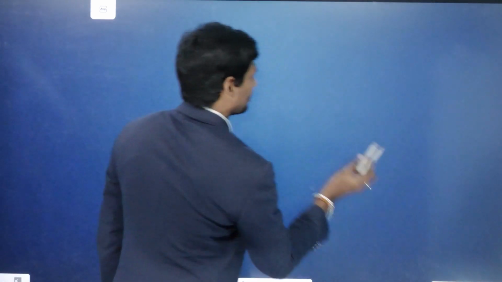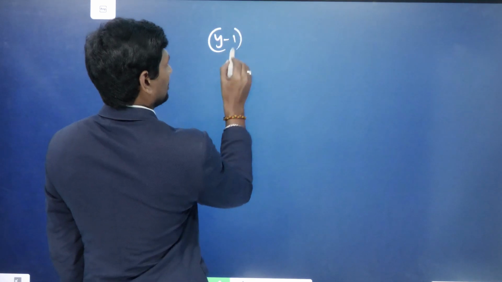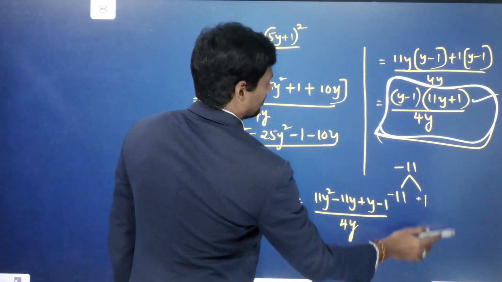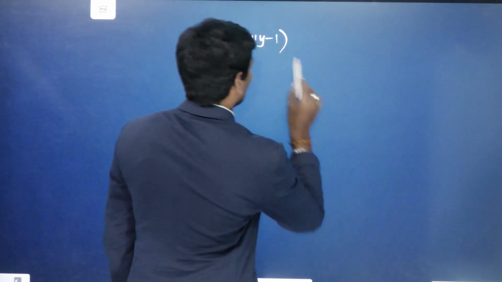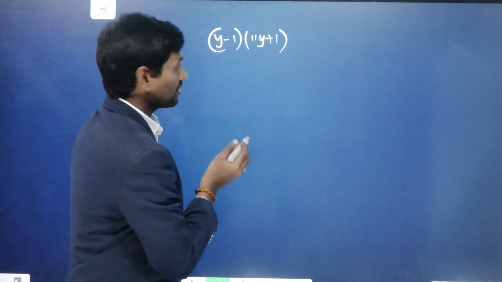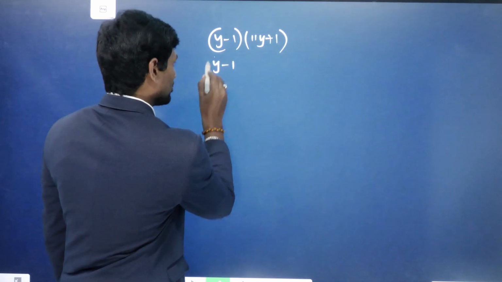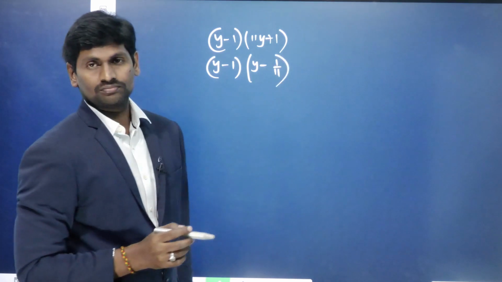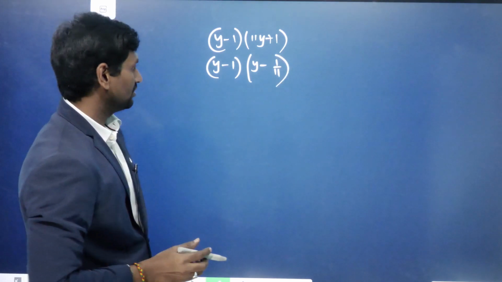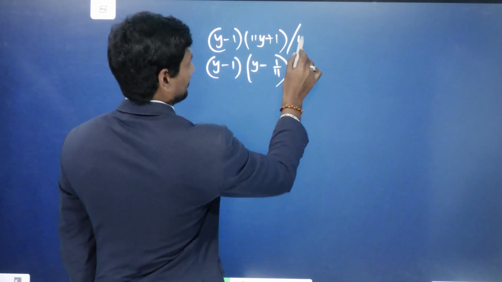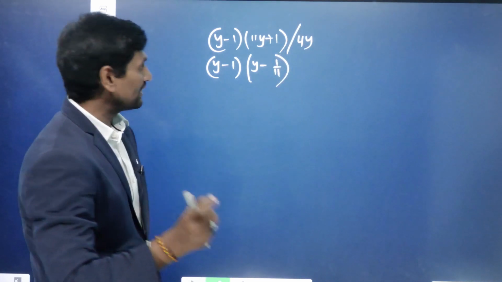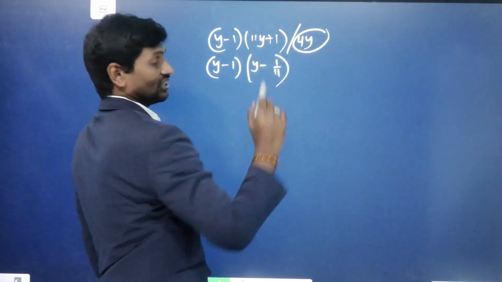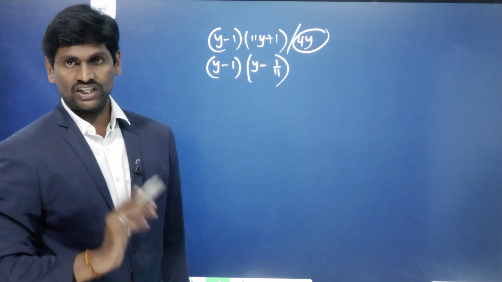I am writing here: y minus 1, 11y minus 1. Am I right? Yeah, 11y plus 1. I can write as y minus 1 into y minus 1 by 11, okay? By 4y is there. To get the maximum value, it can be greater than 0 or greater than or equal to 0. The denominator should not be 0, so we should take only the greater than symbol.